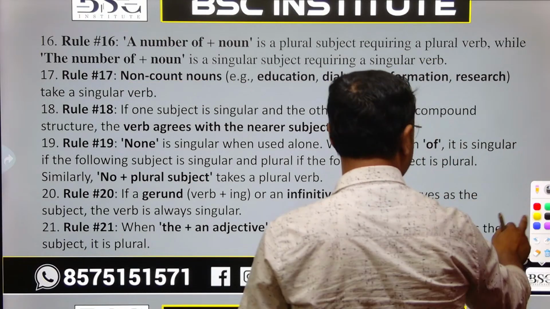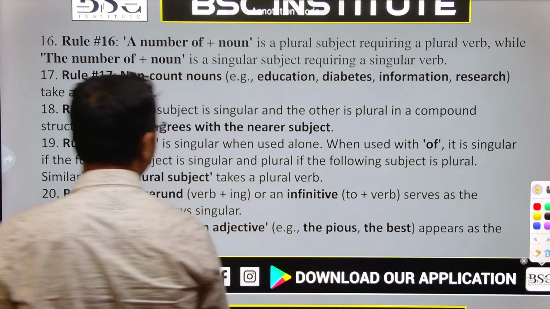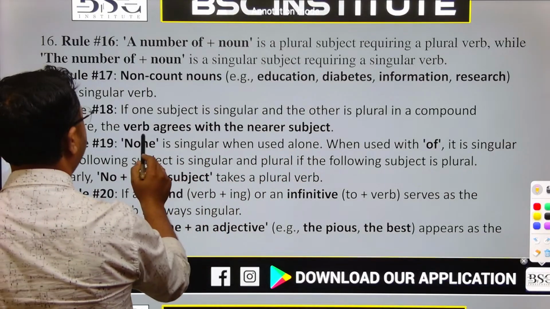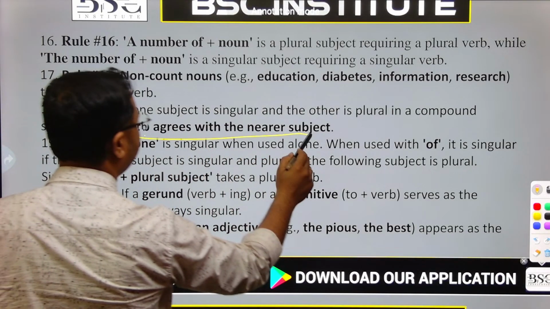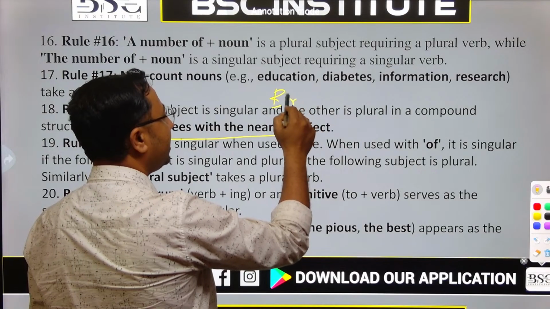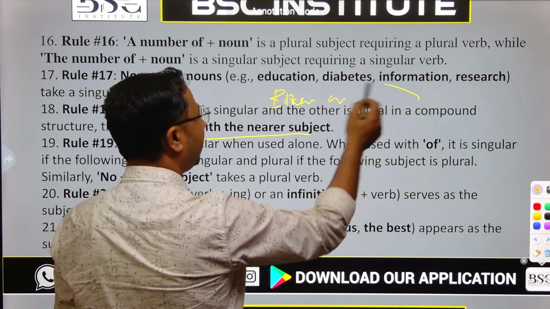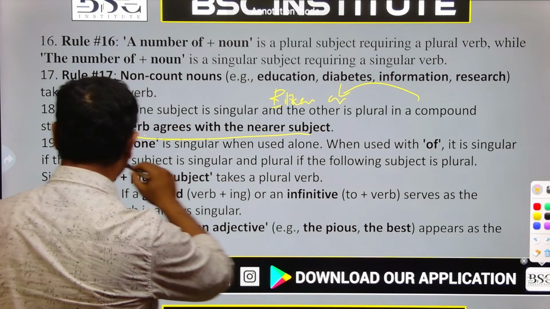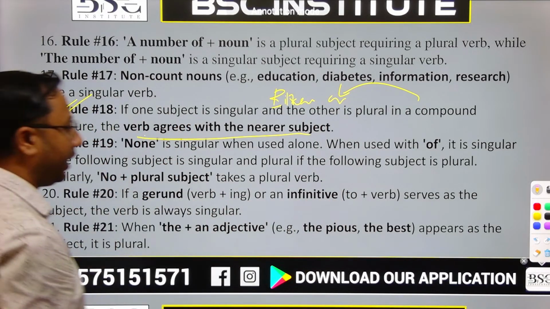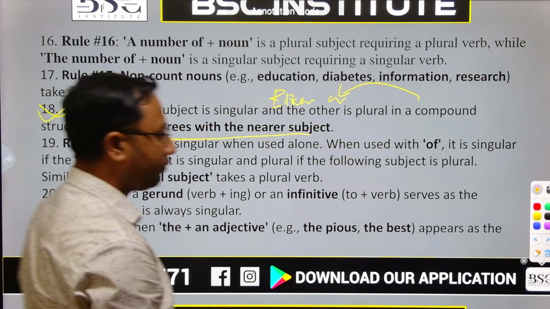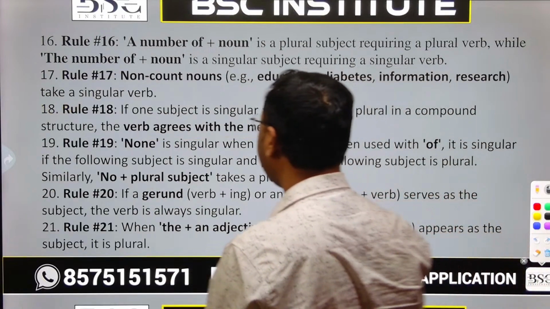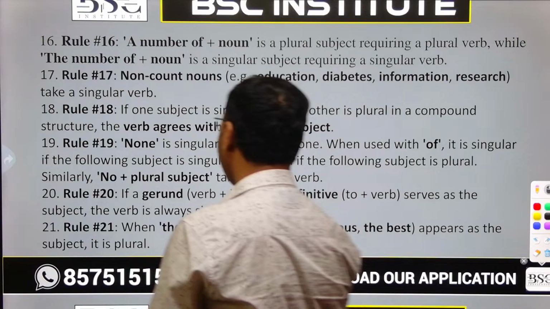Next rule: if one subject is singular and another subject is plural, then the verb agrees with the nearest subject. We have learned this already in the case of either or, and neither nor, where the verb agrees with the nearest subject. So that is the same rule. Rule number 18 is the same rule. Now next, none. None is singular, right? None is singular.